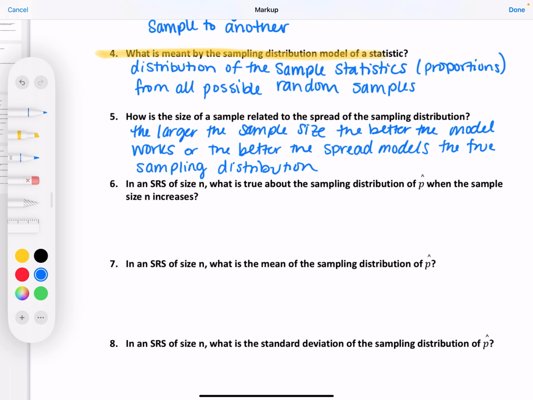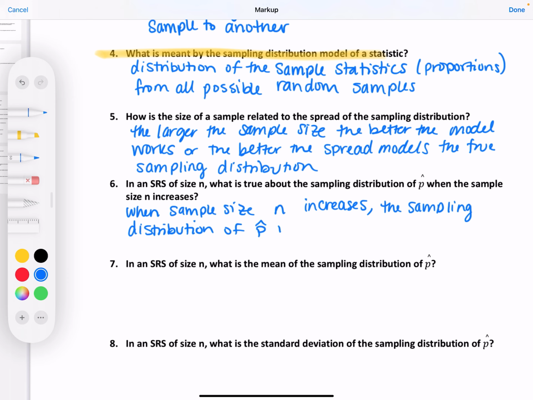In an SRS, a simple random sample of size n, what is true about the sampling distribution of p hat when the sample size n increases? So when sample size n increases, the sampling distribution of p hat is more normal and centered around the true p.